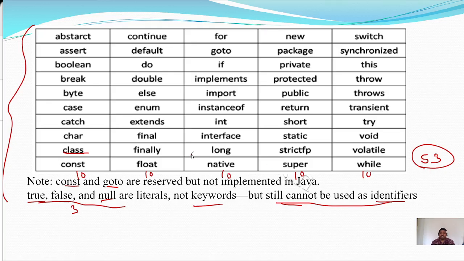So these are the keywords. These 53 keywords you cannot use as an identifier.